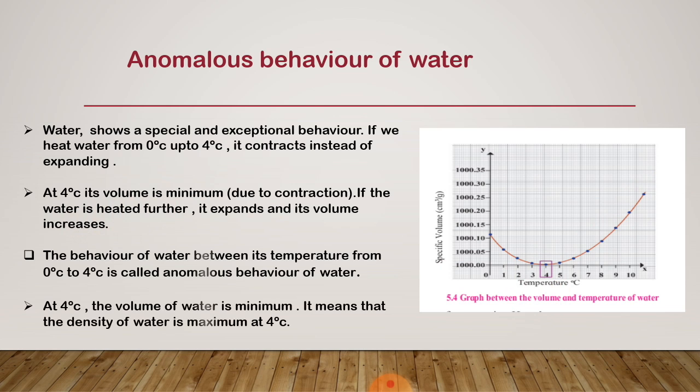Yes. So the behavior of water between its temperature from 0 degree Celsius to 4 degree Celsius is called as what? Anomalous behavior of water. Okay, at 4 degree Celsius the volume of water is minimum. Here you can see it means that the density of water is maximum at 4 degree Celsius because density is equal to mass upon volume. So when the density is greater, the volume will be less, and when the volume is less, the density will be greater.